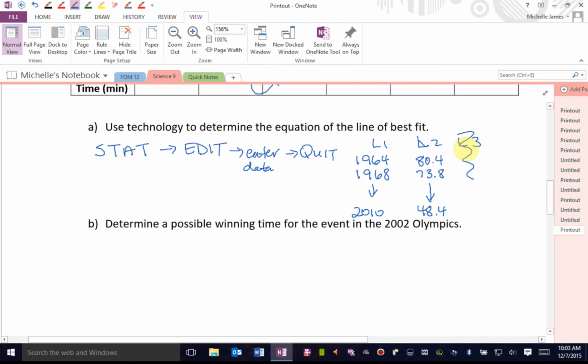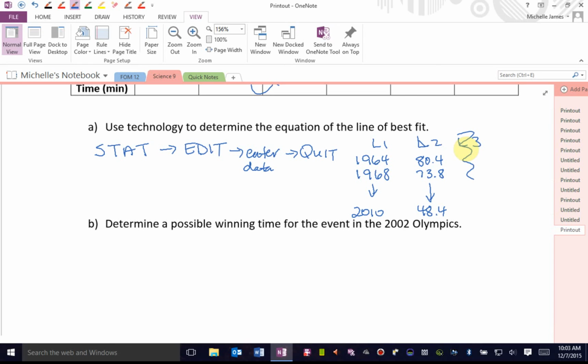Okay, so once all your data is entered, you have to get out of that screen by quitting. So second mode, because the little word quit is above mode. So you've entered all your data, and then you get back into your screen. We're not going to actually look at the graph. We're not going to get it to graph, but we are going to get it to figure out our equation. Stat edit, enter your data and then quit.